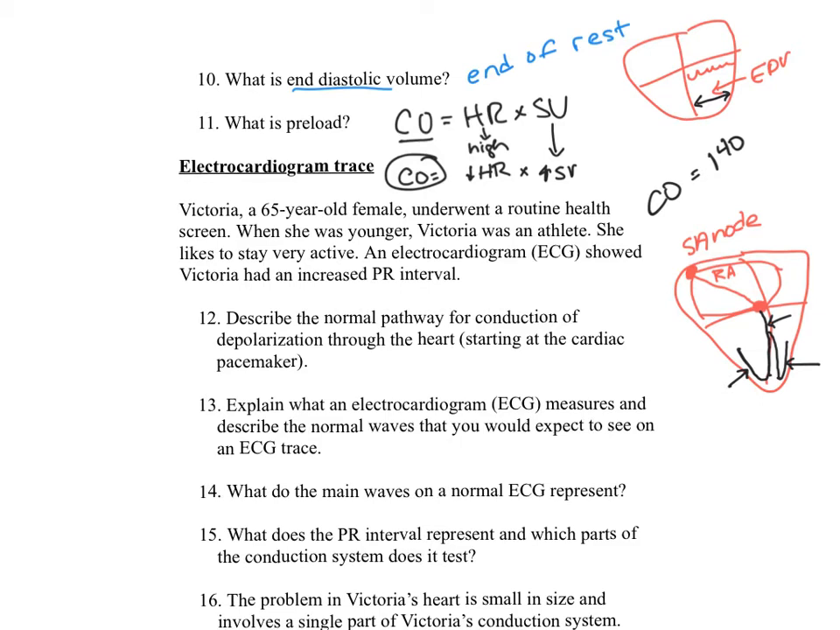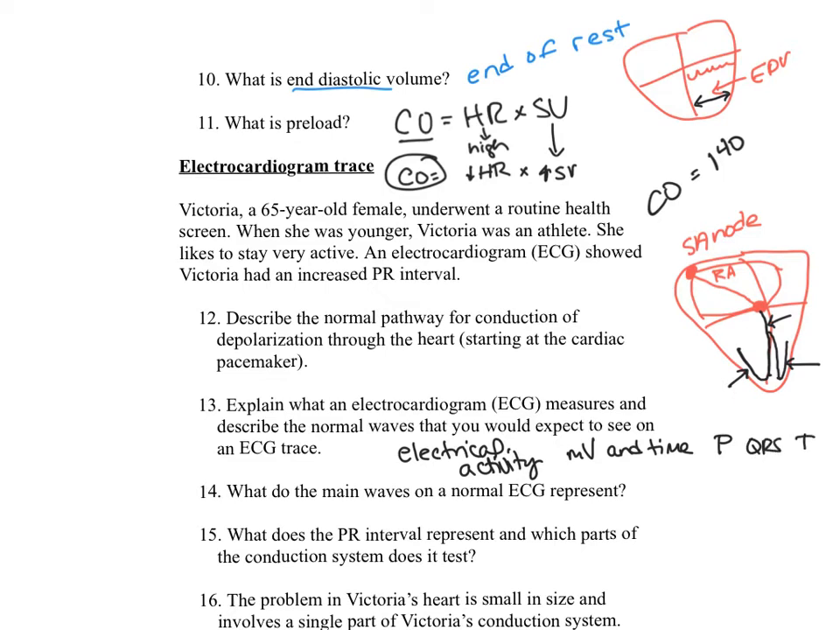So question number 13, explain what an ECG measures and describe the normal waves that you would expect to see on an ECG trace. A normal ECG shows a recording of the electrical activity in the heart during the cardiac cycle. So changes in the electrical activity, measured in millivolts, are plotted against time, which is seconds. A normal trace shows a series of waves in the order of P wave, QRS complex, and a T wave.